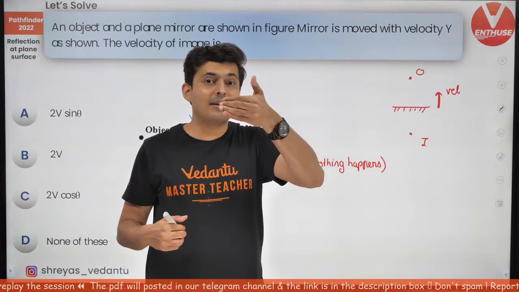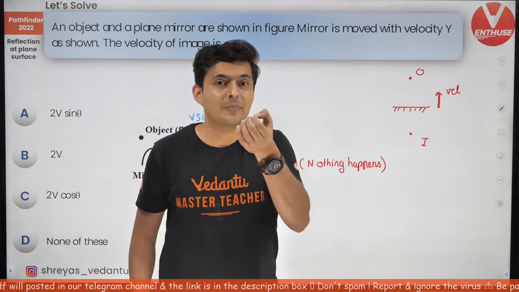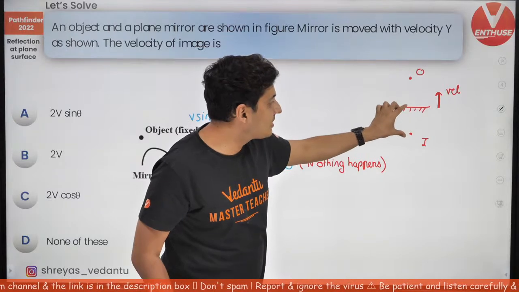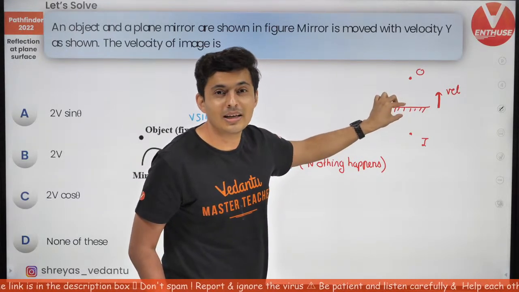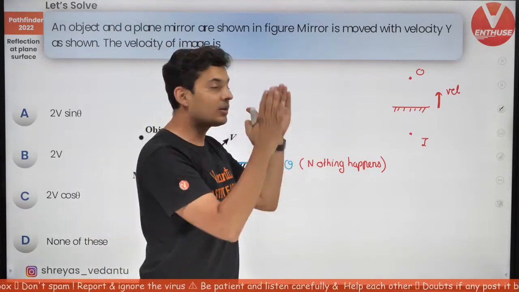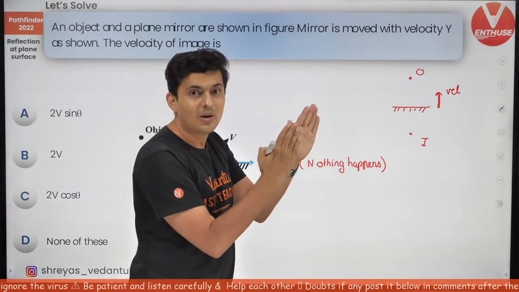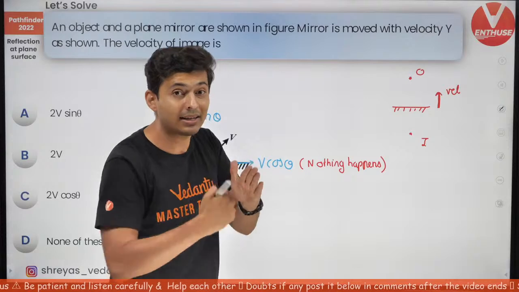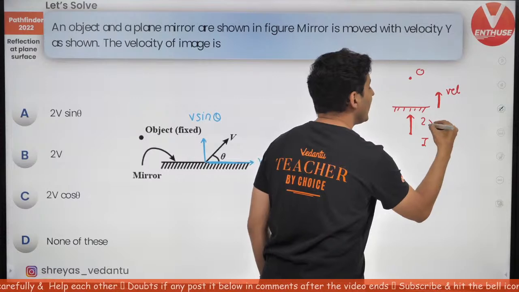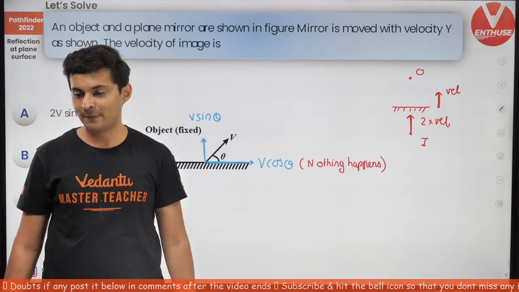If object distance reduces, image distance also reduces. If object distance reduces at some velocity, then the image distance should also reduce at the same velocity, but it is all with respect to the mirror. Remember, mirror is also moving. The image will also move with the same velocity with respect to the mirror, but since the mirror itself is moving, this image will move with 2 times the velocity. 2 times the velocity. Think about it.